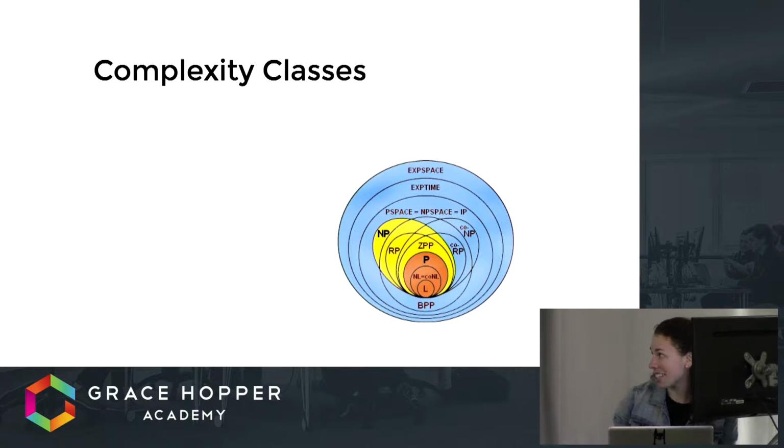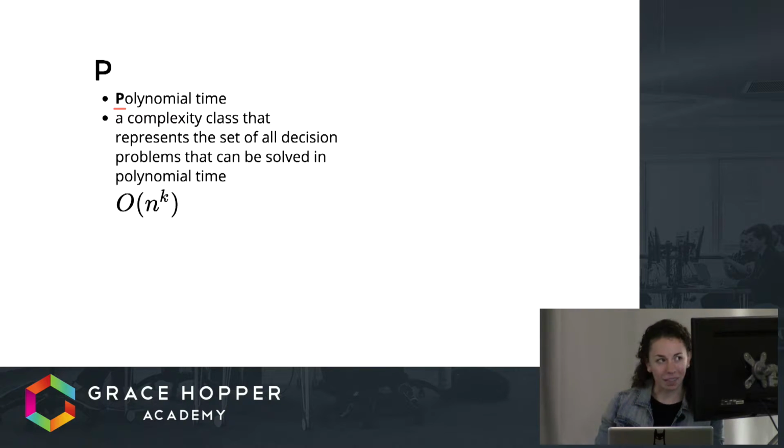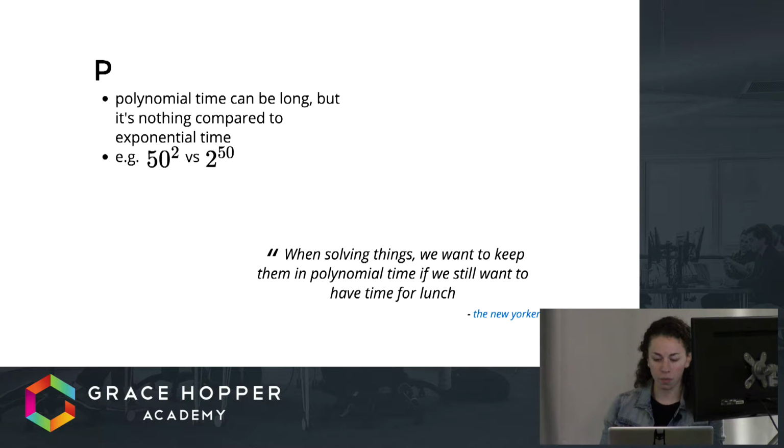So next, complexity classes. Within the world of decidable or solvable problems, we have all these different classes of how difficult problems are. We're only going to talk about P and NP. So P stands for polynomial time. These are problems that have a big O of n to the k, where k is a constant, so their big O is a polynomial. And these are kind of like, quote, easy problems. Polynomial time can take a long time, but it's really nothing compared to exponential time.